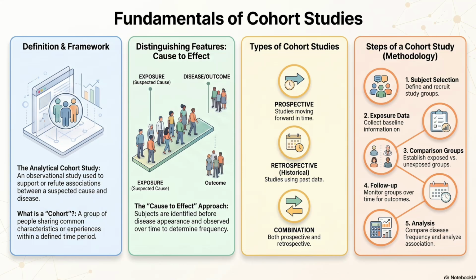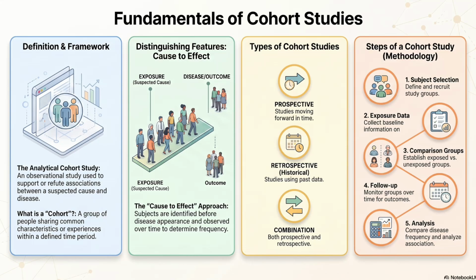Researchers classify participants according to their exposure status. One group has the suspected exposure, while another group does not. Both groups are then observed over time to determine how frequently the disease occurs. Unlike experimental studies, researchers do not assign the exposure, they merely observe what already exists in the population. This is why cohort studies are classified as observational studies.